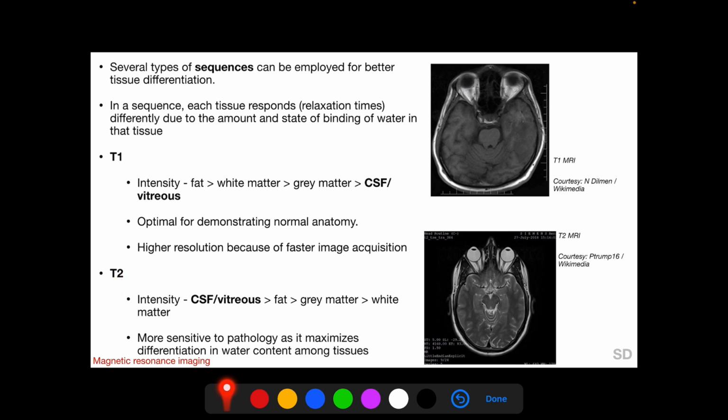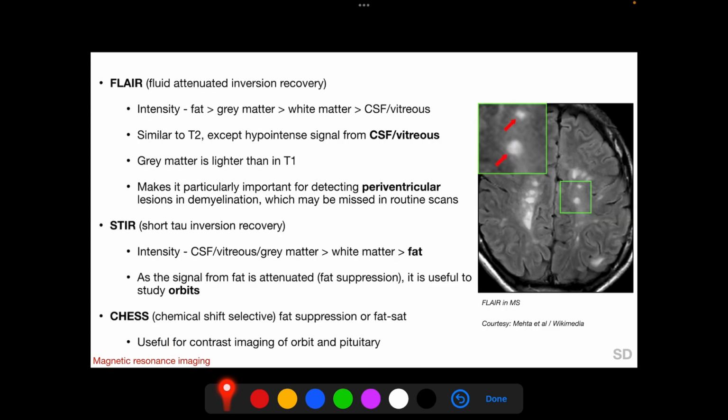In T2 sequences, the CSF and the vitreous show high intensity. T2 has been found to be more sensitive to pathology as it maximizes differentiation in water content among tissues. Then we have FLAIR, that is fluid attenuated inversion recovery sequence, in which the CSF and vitreous signal in the T2 is suppressed. So the CSF and vitreous give a hypointense signal in FLAIR sequence, making it particularly important for detecting periventricular lesions in demyelination, which may be missed in routine scans.